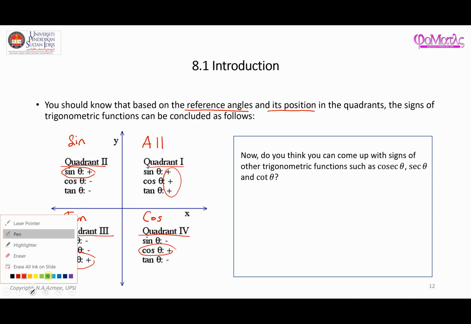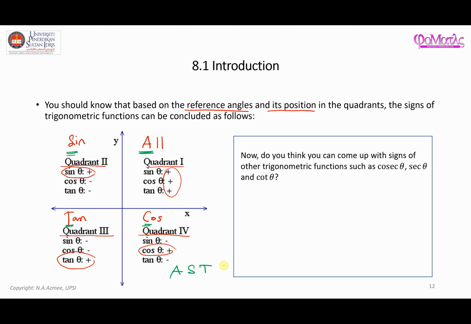Sometimes the simplest way to remember is A S T C, which you can easily remember as add sugar to coffee. So this is a simple way of trying to remember which function becomes positive in which quadrant. Now, do you think you can come up with the signs of other trigonometric functions such as cosecant of theta, secant of theta, and cotangent of theta?